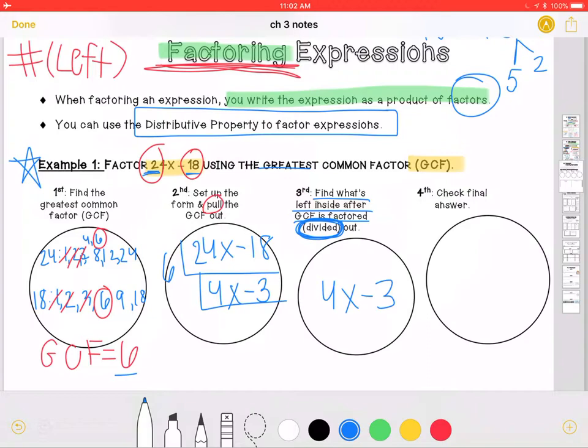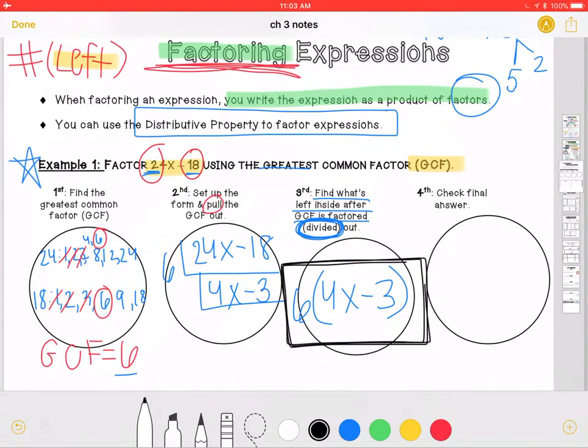6 is on the outside, so we're going to make this look like we're in factored form. It should be 6, parentheses, and then what is left. Remember, what's left when you divide out, you put inside parentheses. So this entire expression is your answer. What does that remind you of? What does it look like to you? To me, it looks like the distributive property.